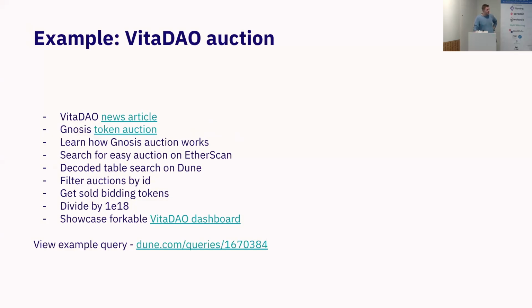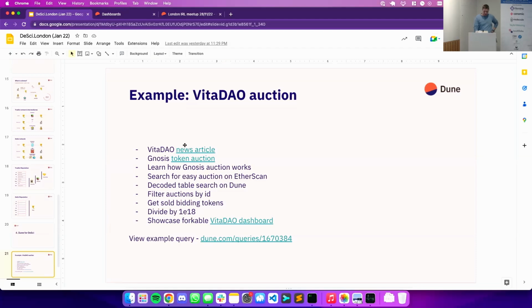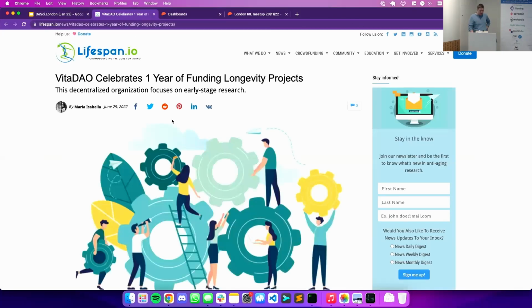So in principle, anything that happens on chain, you can use Dune to look at. So I'm going to take the example of the VitaDAO auction. VitaDAO, I assume most of you know, is a DAO that is managing decentralized funding for longevity research. So I've got a news article here, and I'm going to show you the thought process that you might go through if you wanted to validate how much money they've raised. At the time of writing, they raised about $5.1 million, but this was all on chain. And so if it's on chain, you can actually validate what happened.